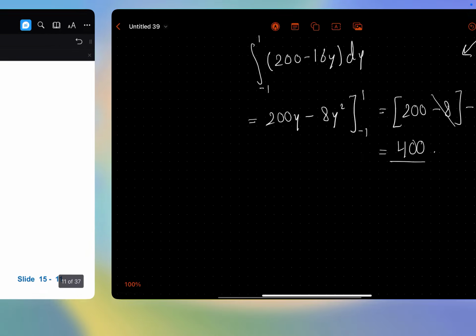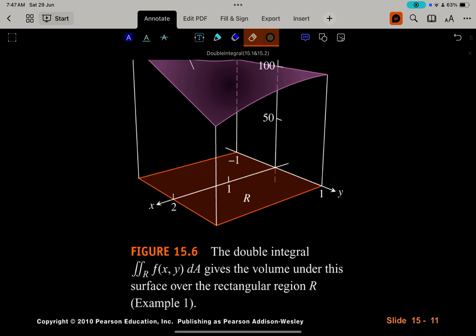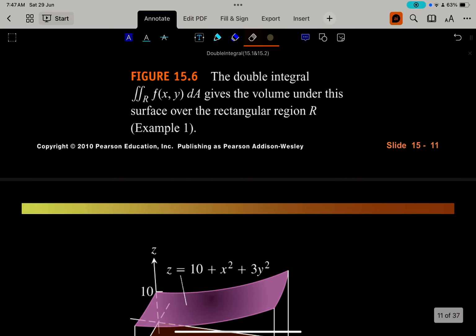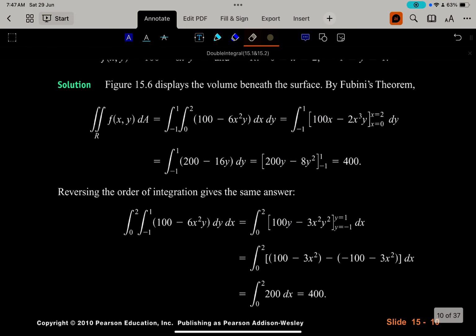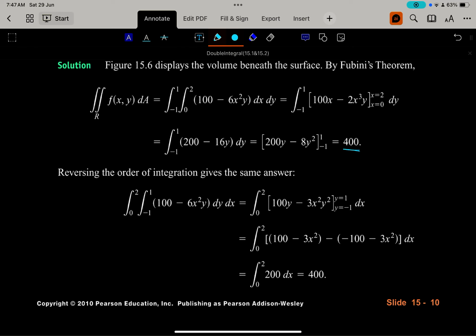Let's check our answer. As you can see, 400. Now he solved it also the other way around. So he did dy dx.